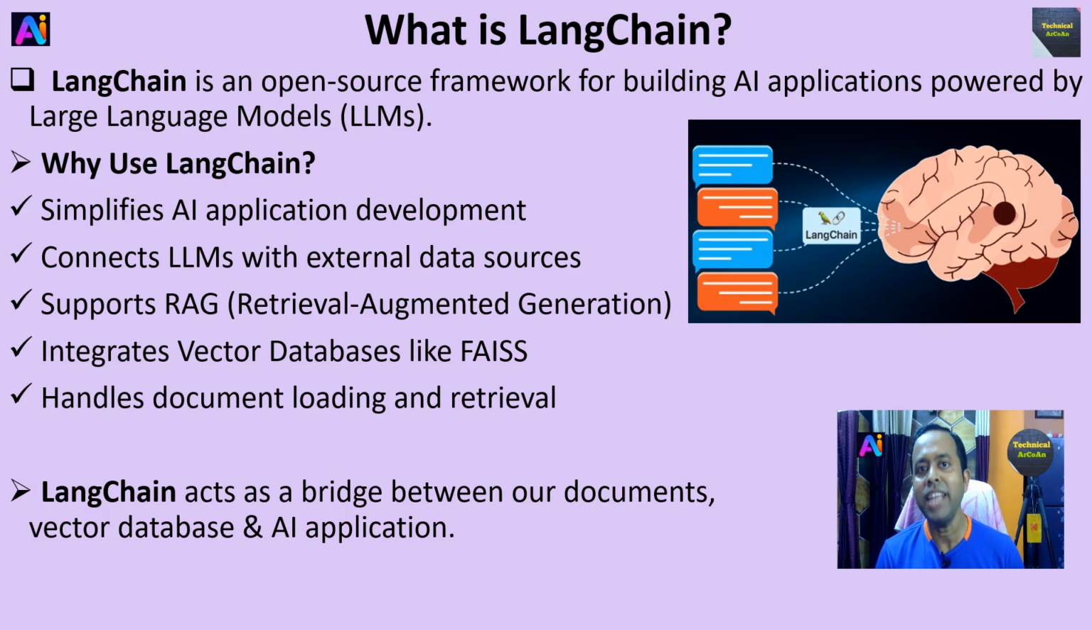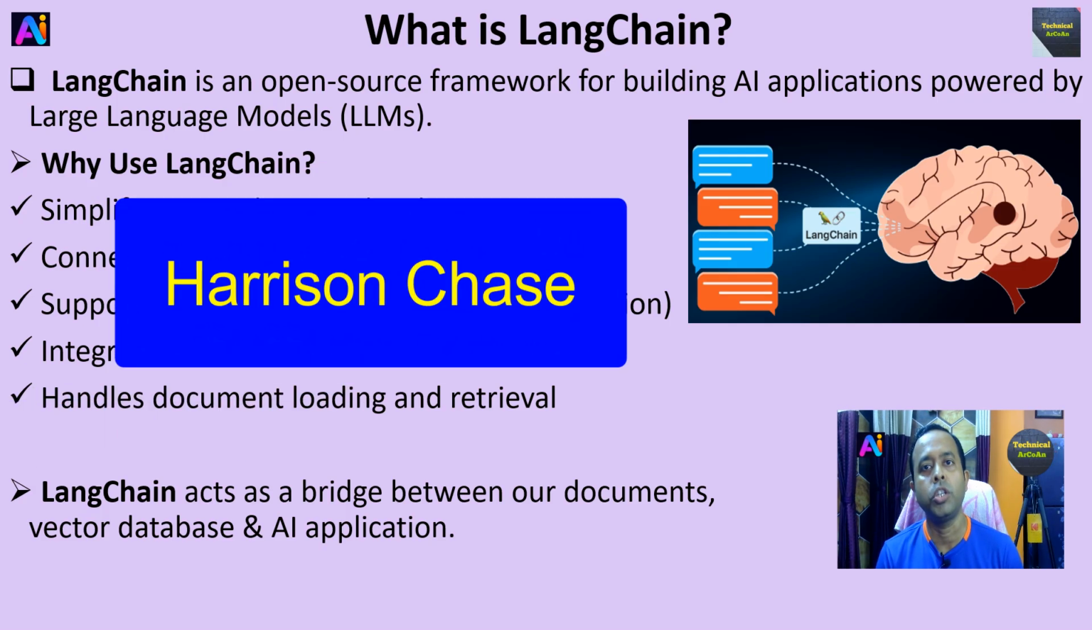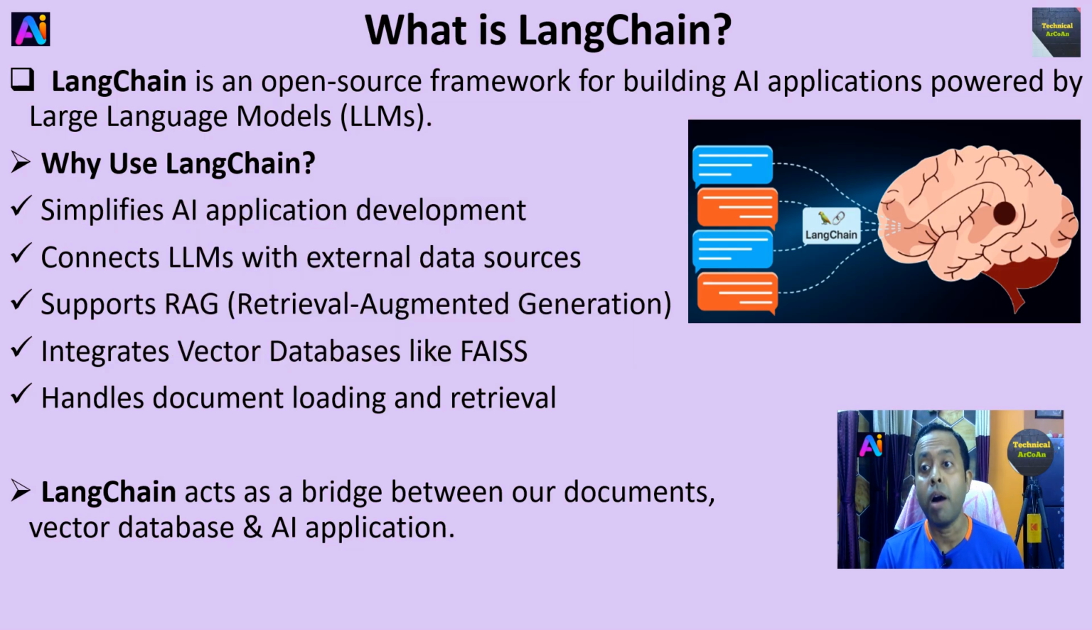Okay, and LangChain was developed by Harrison Chase in the year 2022. LangChain is a powerful framework that helps us connect documents, embeddings, vector databases and large models. Okay, so let's move to the Google Colab and start building our first RAG system step by step.